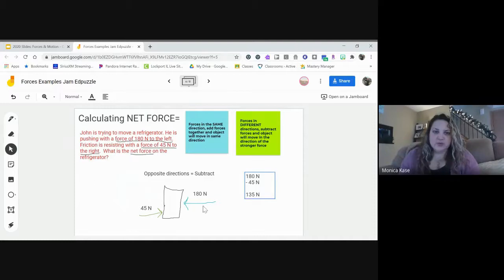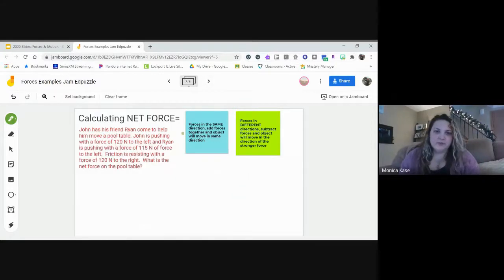Now we're not just done quite yet, right? We need to figure out which way this net force is going. Is it going to the right or is it going to the left? So in order to figure that out, again, up there on that green Post-it, it says that it will move in the direction of the stronger force. So the stronger force is your 180 newtons, so it is going to move to the left. Okay, so you can either write the word left or you can draw that arrow.